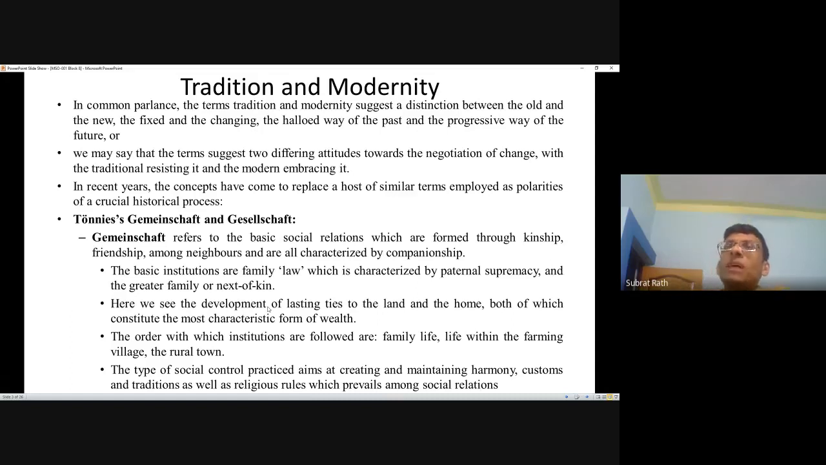So when I am talking about Gemeinschaft, I basically refer to the basic social relations which are formed through kinship, friendship with neighbors or with fellow beings or companions. That means it refers to the primary relationship attached to a subject, that talks about kinship, friendship, my relation with the neighborhood, all those things within a micro system.